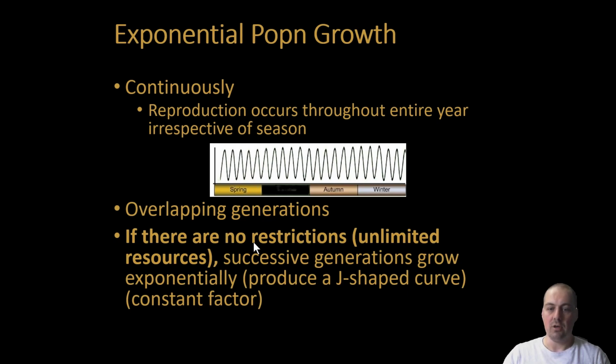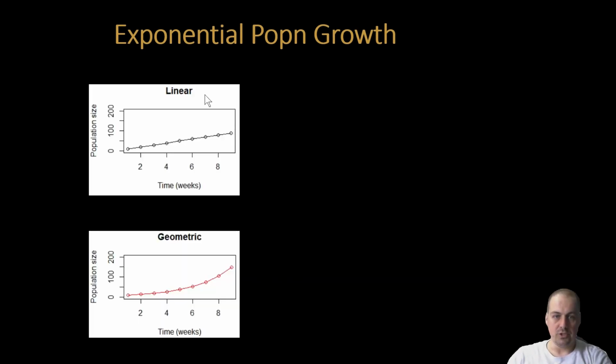And so if there are no restrictions, unlimited resources, this type of population growth will grow exponentially and produce a J-shaped curve. And again, it's going to grow by a constant factor. So I've already shown linear growth, which increases by a constant number and produces a linear line. And we've discussed geometric growth, which increases by a constant factor, and so the line ends up curving.